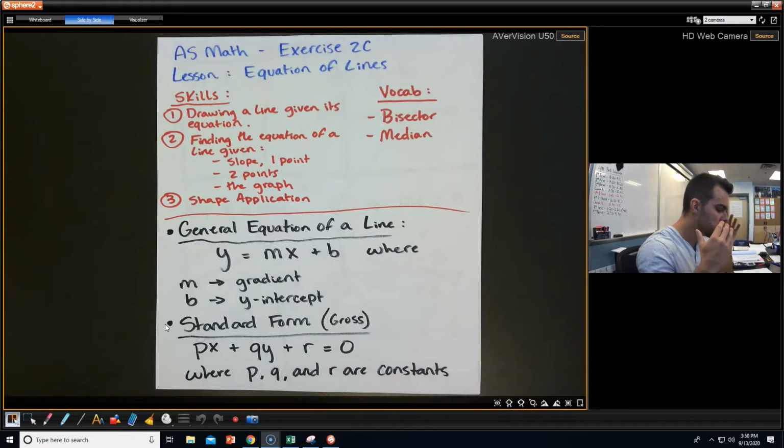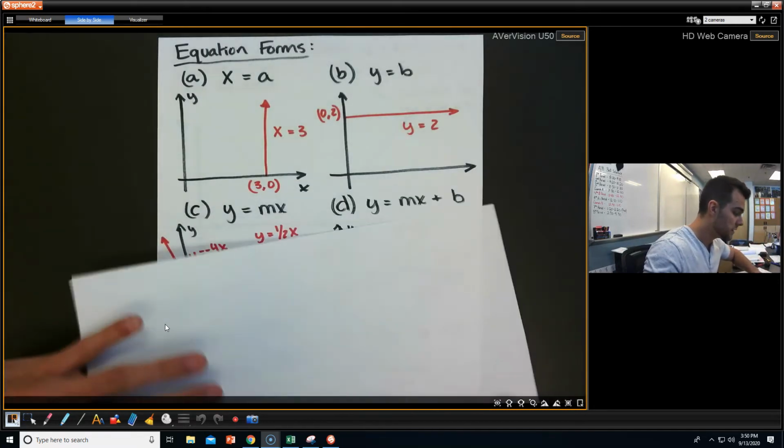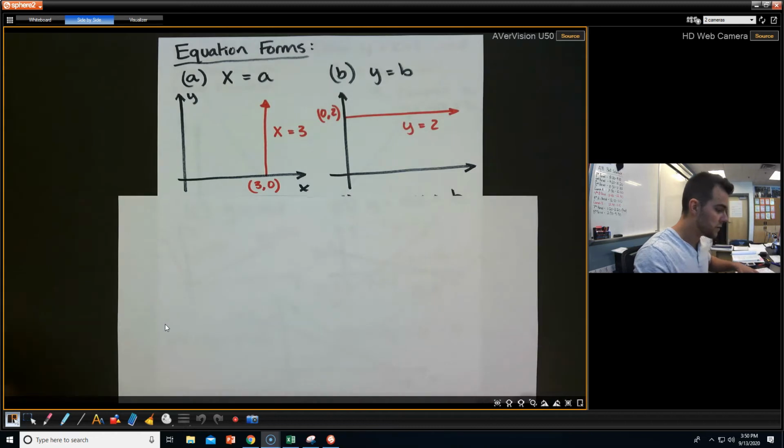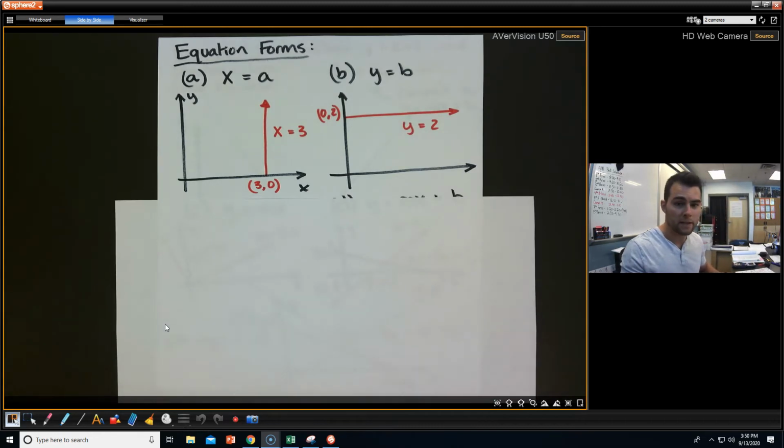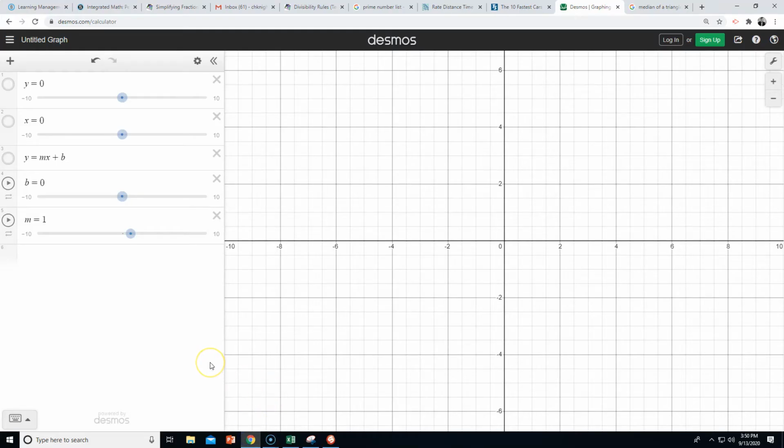So, when we're talking about the equation of a line, there's a lot of different cases that can come about. So I created some graphs, and we're going to talk about some of these equation forms, okay? Before we jump into these, we're going to take a trip to Desmos and see what's going on. So here we are at Desmos, and I'm going to show you those two first graphs, okay?